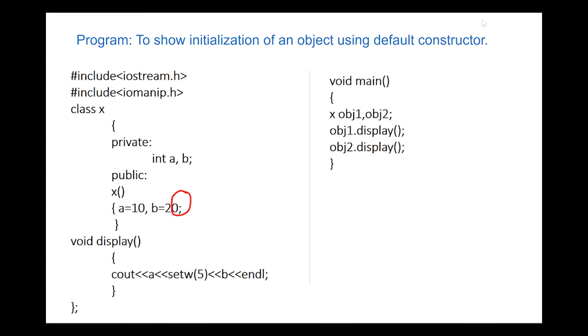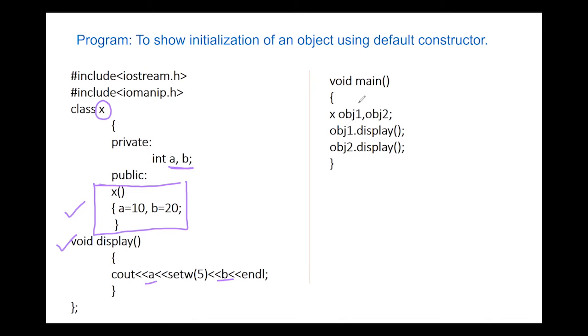In this example, let us see how a default constructor works. This program shows initialization of an object using a default constructor. My class name is X here. When it comes to a constructor, you should always remember the class name. As you can see, this is the function whose name is the same as the class, so of course this is my constructor. These are my private variables A and B. I have another member function called void display, where I am printing the values of A and B. Let us go to main and see how it works.